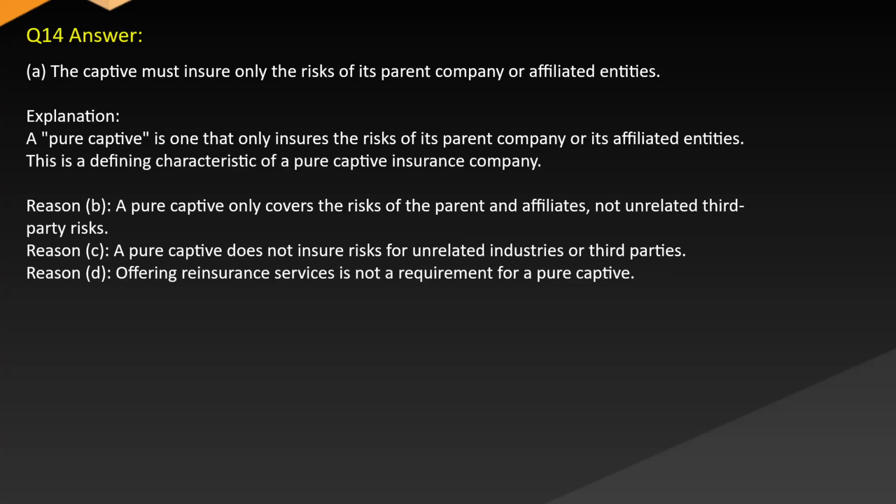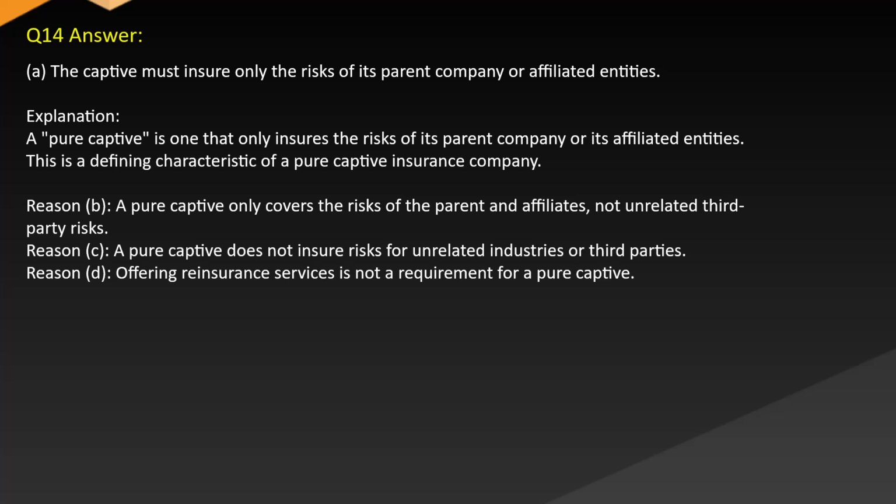Answer A. The captive must insure only the risks of its parent company or affiliated entities. Explanation. A pure captive is one that only insures the risks of its parent company or its affiliated entities. This is a defining characteristic of a pure captive insurance company.